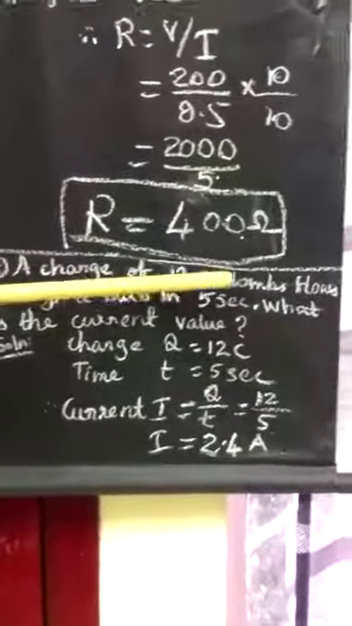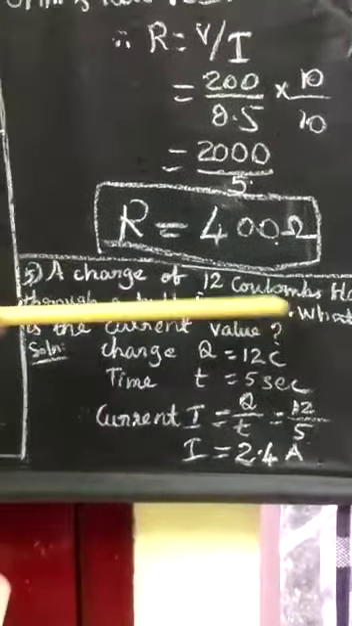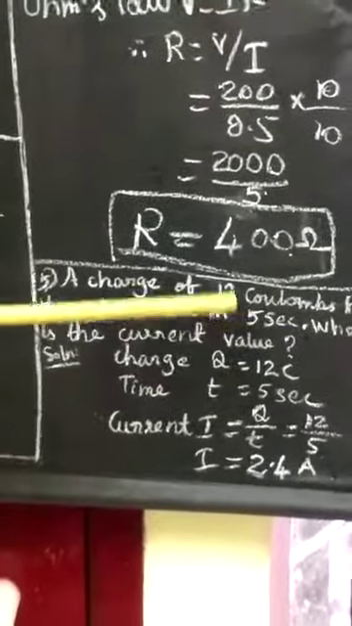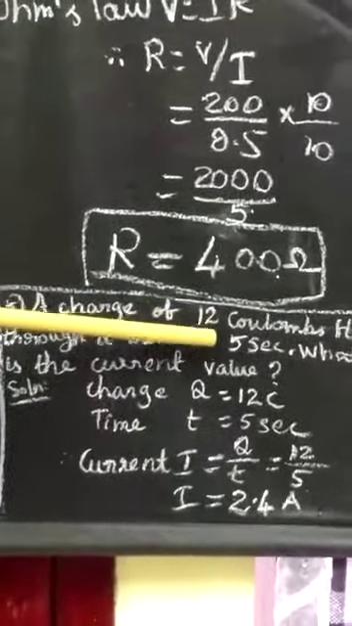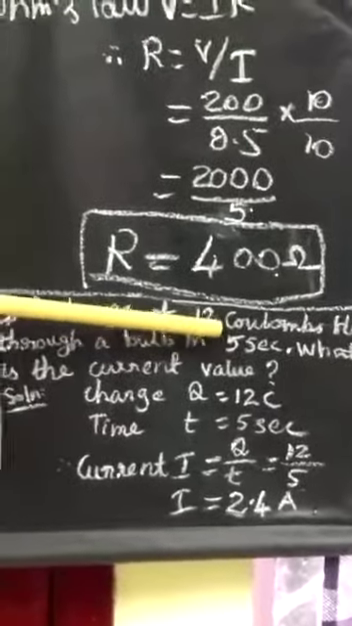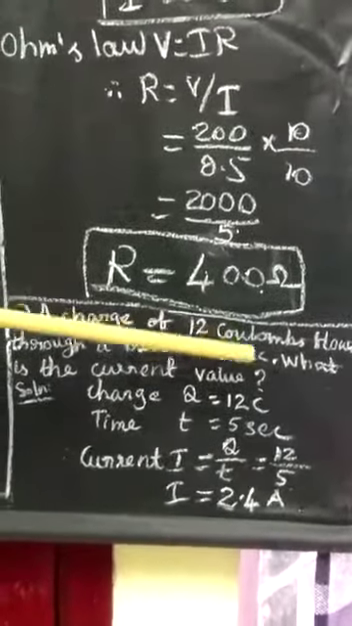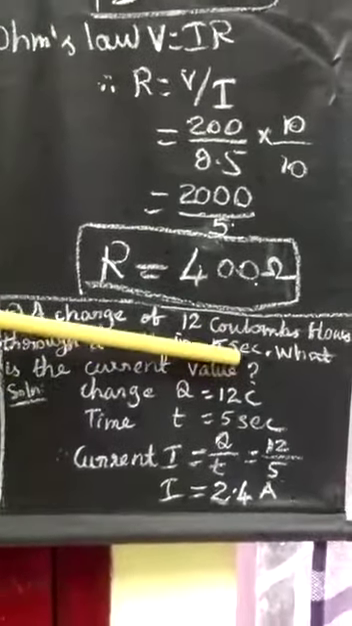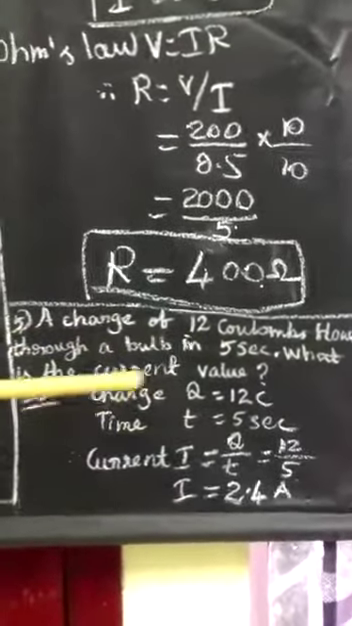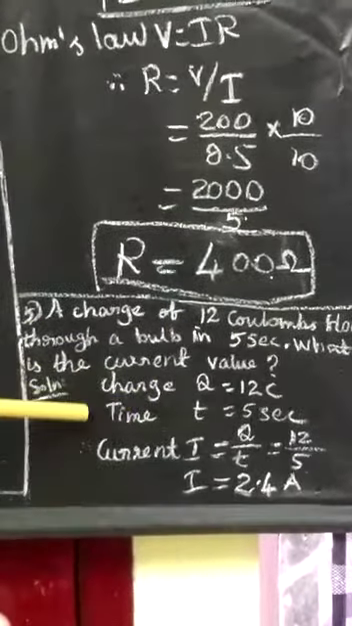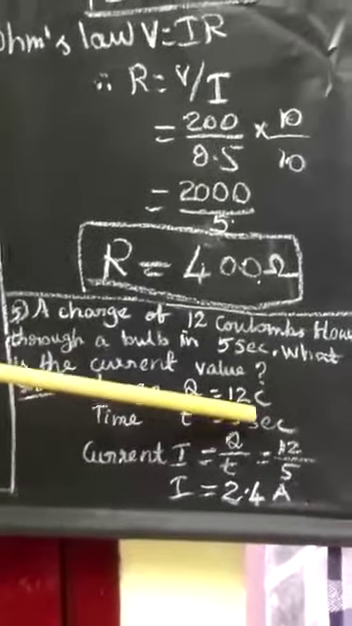A charge of 12 coulombs flows through a bulb in 5 seconds. What is the current value? 12 coulomb is the charge; coulomb is the unit of charge. So charge Q is equal to 12 coulomb, and time T is equal to 5 seconds. We have to find the current value.